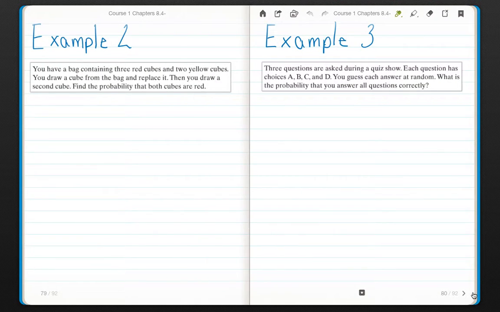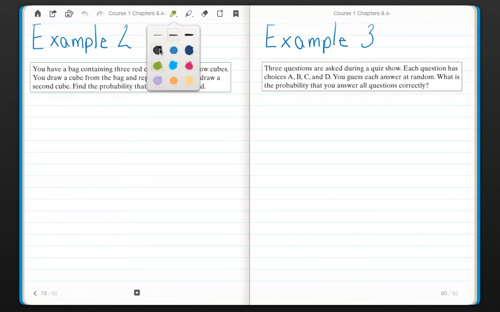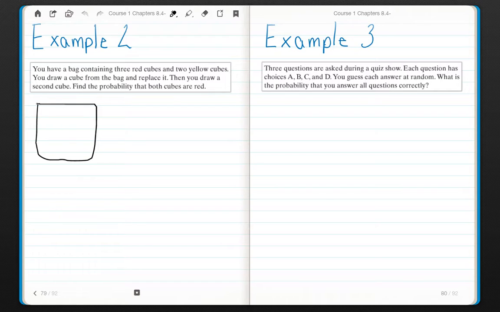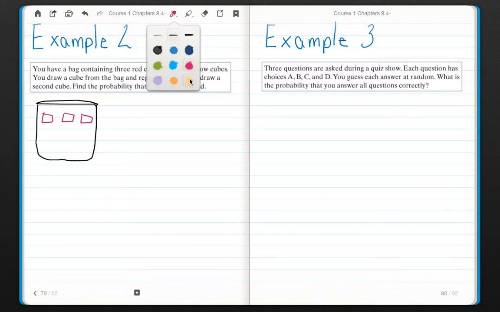So let's take a look at example 2. You have a bag containing 3 red cubes and 2 yellow cubes. I'm going to go ahead and draw that bag really fast. Okay, so here's my bag, and I have 3 red cubes, and I have 2 yellow cubes. You draw a cube from the bag and replace it. So you take one out, and you put it right back in. Then you draw a second cube. Find the probability that both cubes are red.